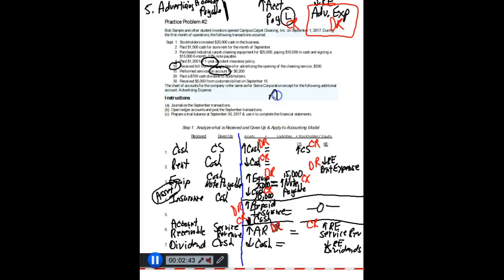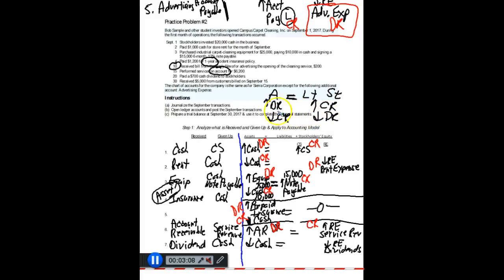We know that assets go up with debits. And on the other side, liabilities and stockholders' equity, this is supposed to be an equal sign, those go up with credits. And then just the opposite. Assets go down with credits. I said that wrong. And the other side goes down with debits. So there's your debit credit rules.